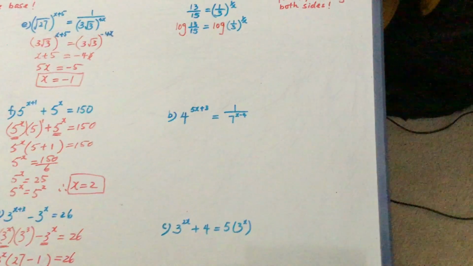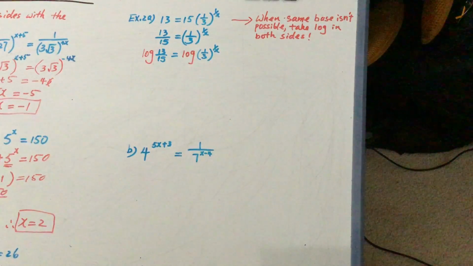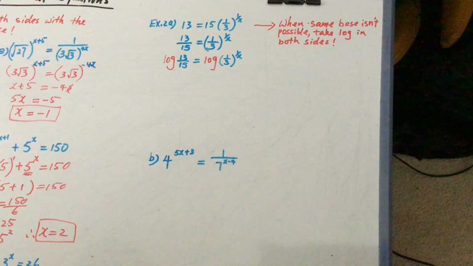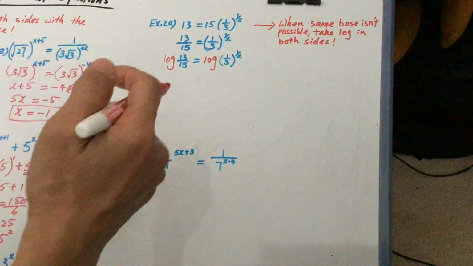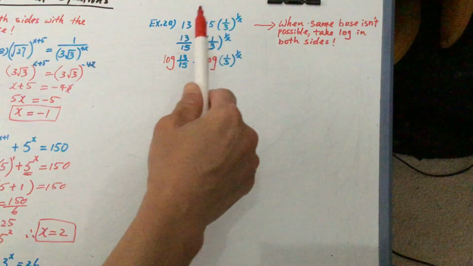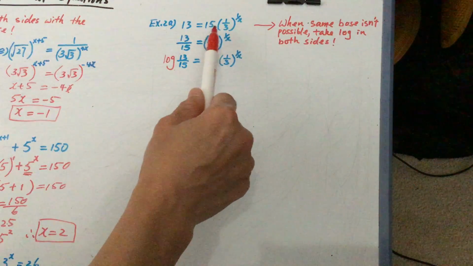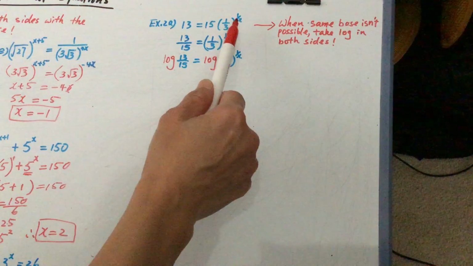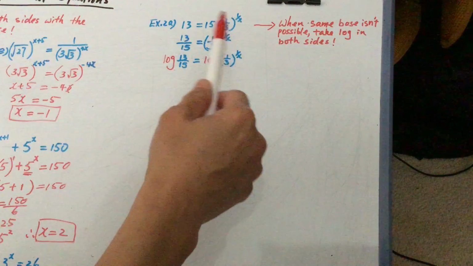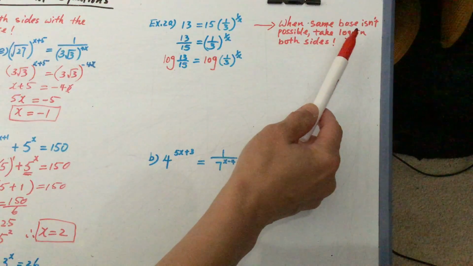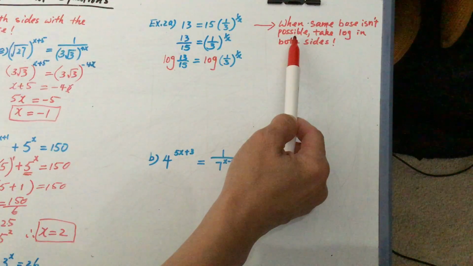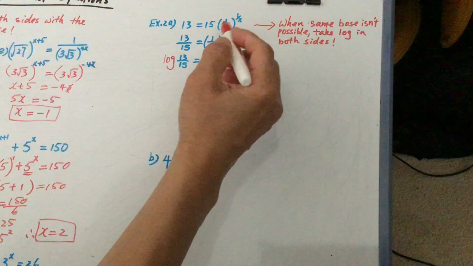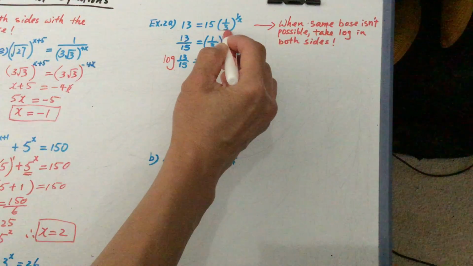Now, moving quickly, let me see if we can quickly finish example 2A. Example 2A is when you have an equation that 13 is equal to 15 times 1 over 3 to the power of 1 over x. Now, this is the kind of example where the same base is not possible. So when the same base is not possible, first of all, we need to isolate the variable terms first.